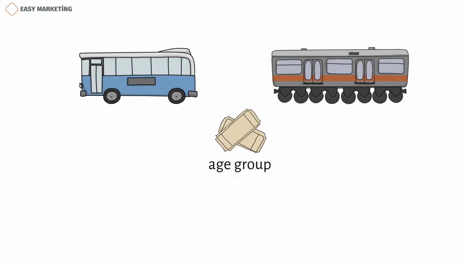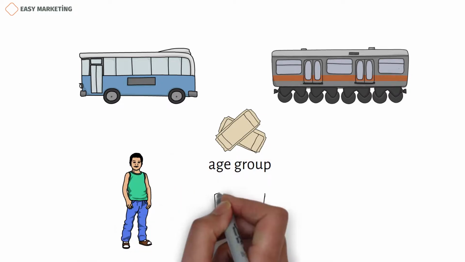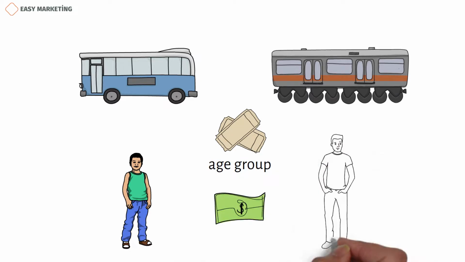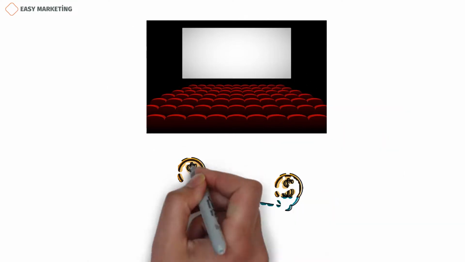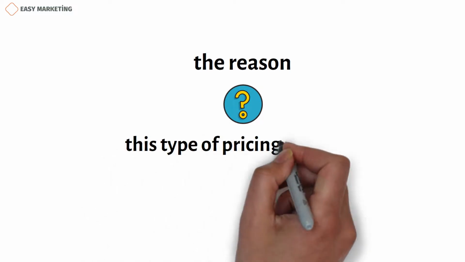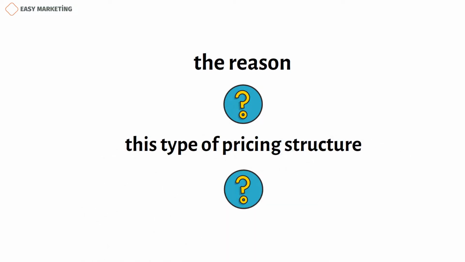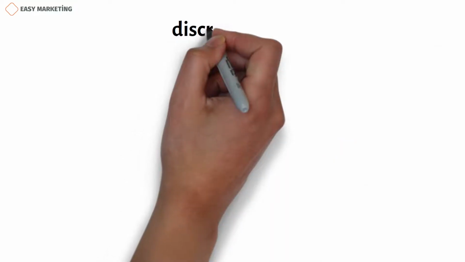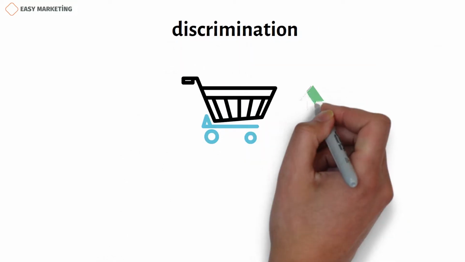Many of you probably know the difference between bus or train tickets depending on the age group. For example, the price of tickets for children under 6 years old is almost half the price of tickets for adults. Or the difference in the price of tickets depending on the seats in the cinema hall is an example. What is the reason for pricing? Why do businesses use this type of pricing structure? This process is called price discrimination in marketing, and it is a strategy that increases sales.